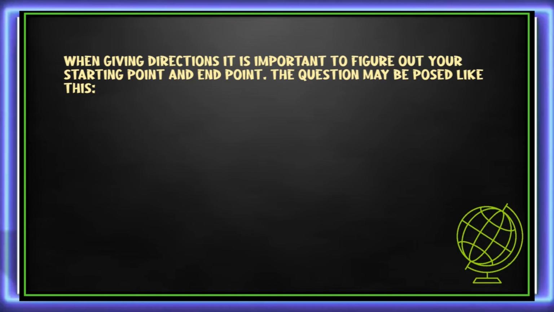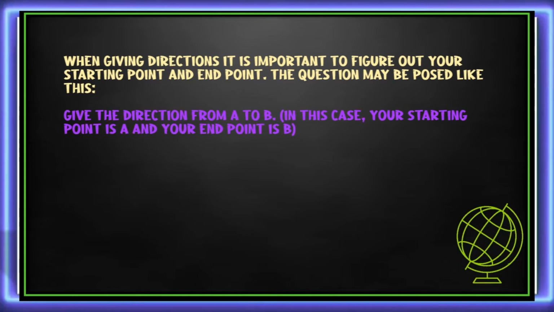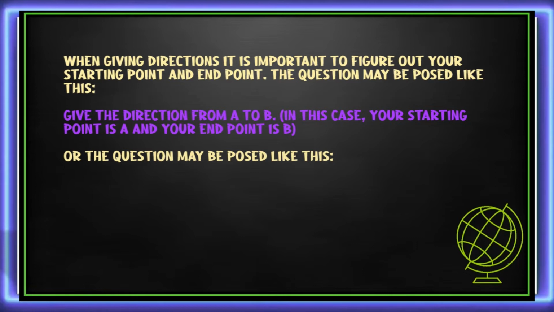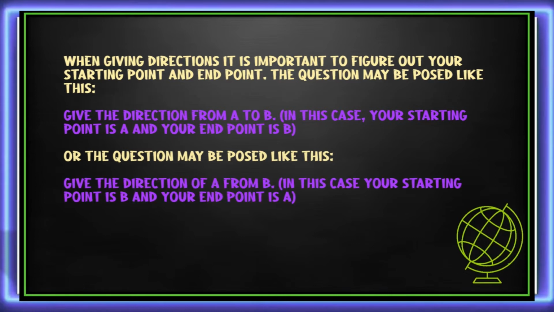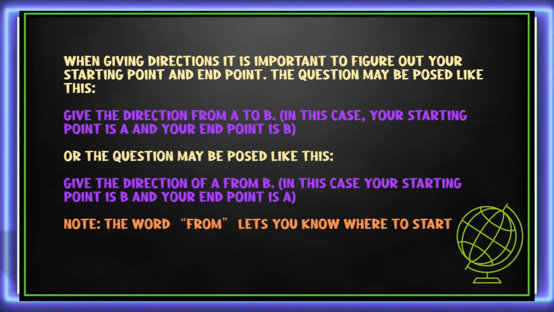The question may be posed like this: Give the direction from A to B. In this case, your starting point is A and your end point is B. Or the question may be posed like this: Give the direction of A from B. In this case, your starting point is B and your end point is A. Note the word "from" lets you know where to start.